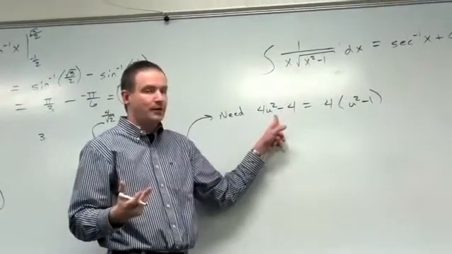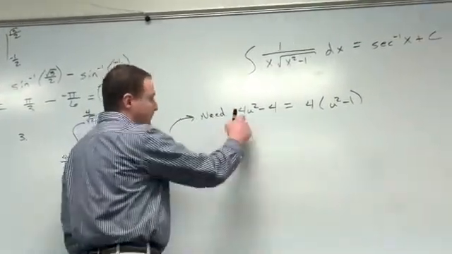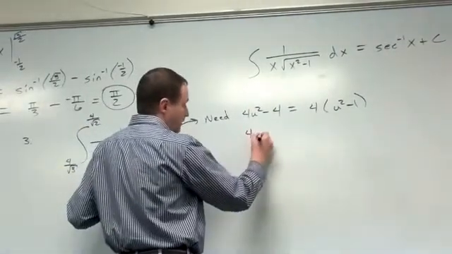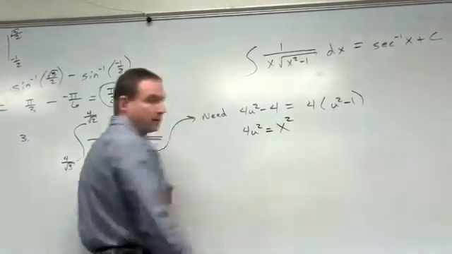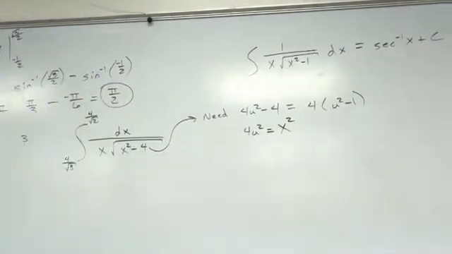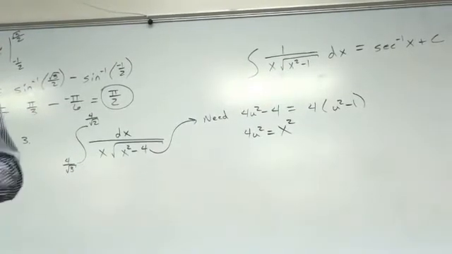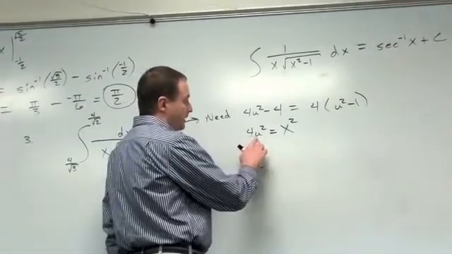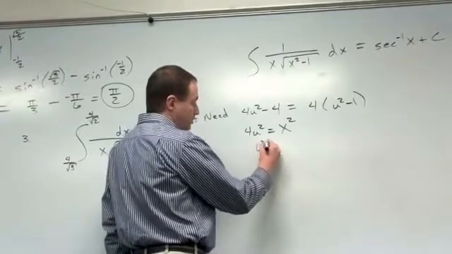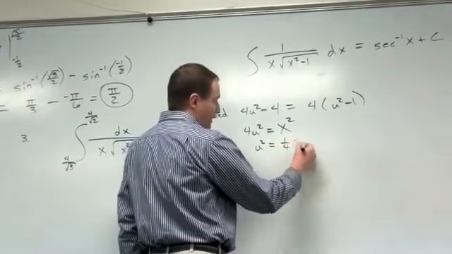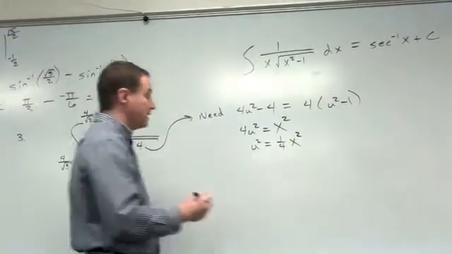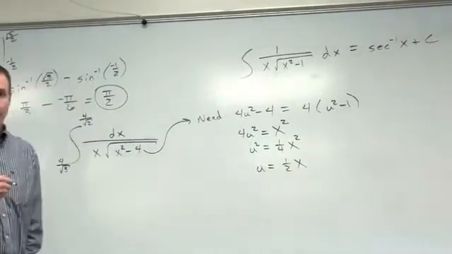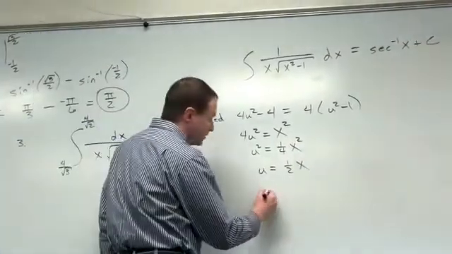Here's what I do now. If 4u squared minus 4 is what I need in there, I'll let 4u squared equal x squared. Instead of x squared, I wish that was a 4u squared, so we're going to substitute and make it that way. Then if I solve for u, I know u squared is equal to 1/4 x squared, which would make u equal to 1/2 x. Furthermore, du is 1/2 dx.